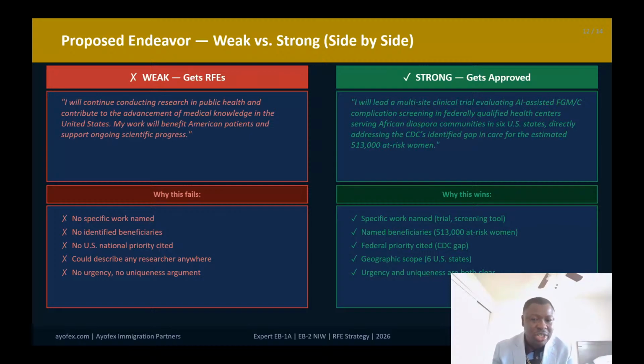Why is it strong, this proposed endeavor? There is a specific work named: there is a trial, there is a screening tool. It names the beneficiaries who will benefit, 513,000 at-risk women. The federal priority is also cited, the CDC gap. There is geographic scope, 6 US states. There is also urgency and uniqueness, which are both clear.